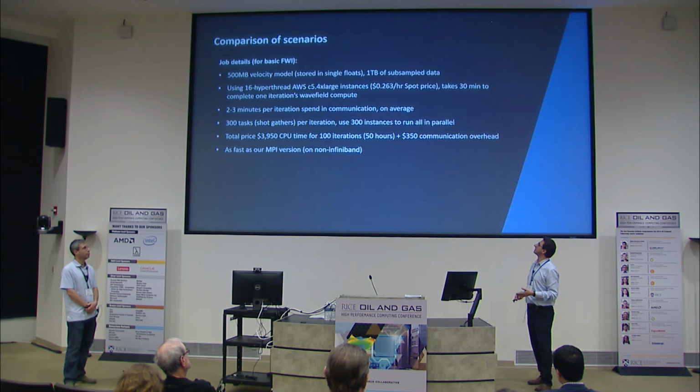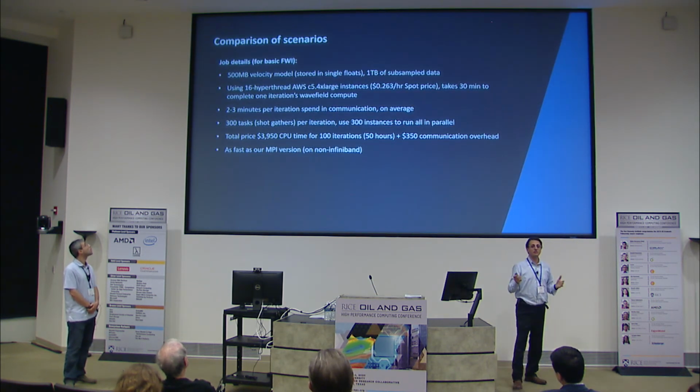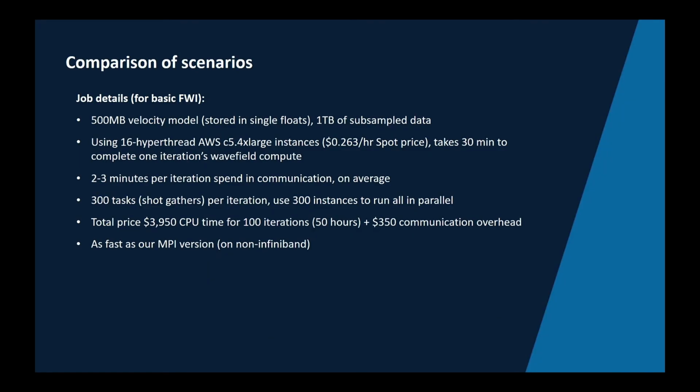So they went on and tested it on real cases, and these are more or less the numbers we're talking about. With a project of 500 megabytes of model and 1 terabyte of subsample data, the size is what it is, but it gives you some metric. They were basically running on 8 core nodes. They were able to run for about 30 minutes per job, and the total cost of 100 iterations for 50 hours was about $3,900. So that's the kind of cost of running FWI on this project on AWS.